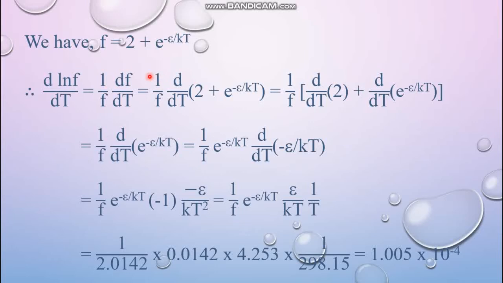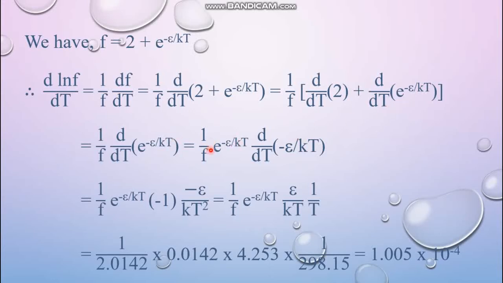Okay, so divided by f means 1 by f into the differentiation of this factor, and the differentiation of this term is actually differentiation of two things. One is differentiation of 2 with respect to T, another is differentiation of this Boltzmann factor with respect to T. Okay, 2 is a numerical thing, so it's a constant. Okay, so the differentiation result is 0 here, and here the differentiation should be what?